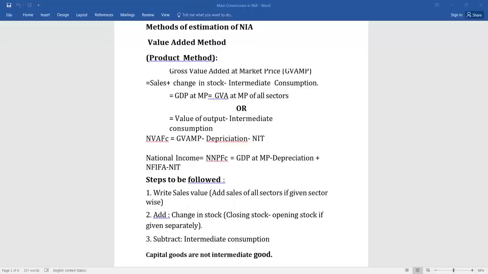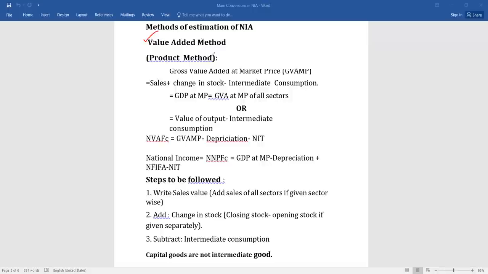Good evening, students. So we are going to discuss today the different methods to calculate national income accounting. To calculate national income in economics, we have mainly three methods. These are the value-added method, expenditure method, and the income method. So first of all, we'll discuss the value-added method.